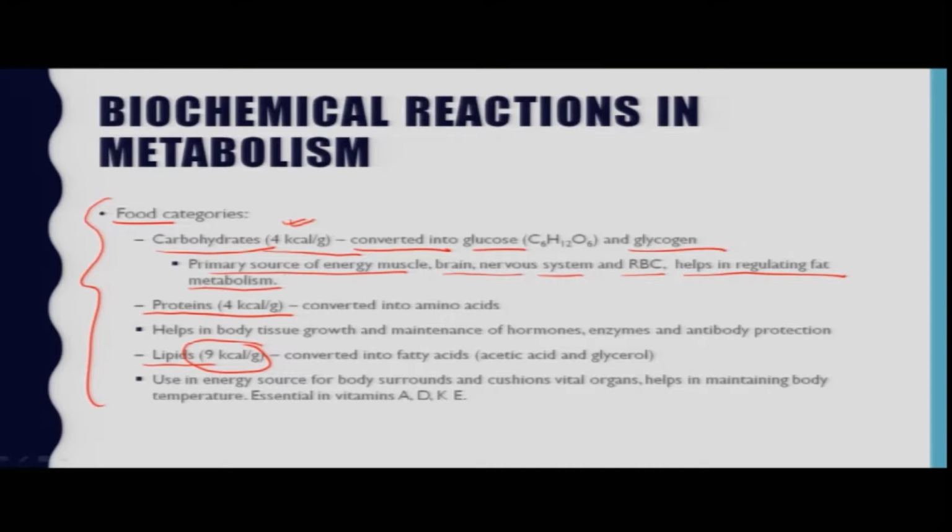So the common food sources for carbohydrates are fruits, juice, milk, rice, and potato. That can be obtained from some other sources also. And the protein, as we are aware, is helpful in the body for tissue growth and maintenance of hormones, enzymes, and antibody production.